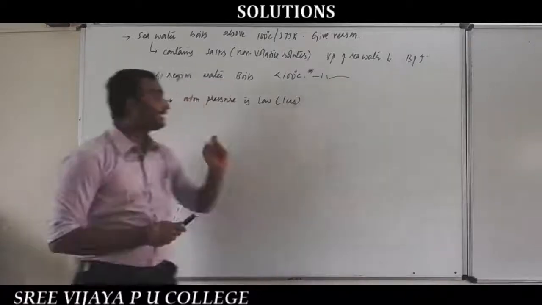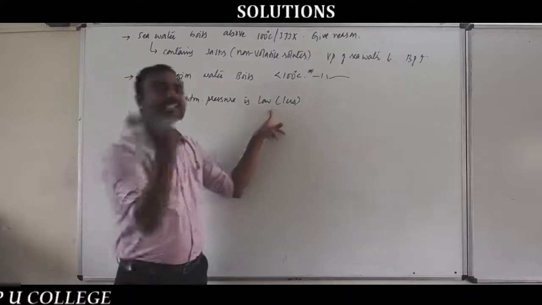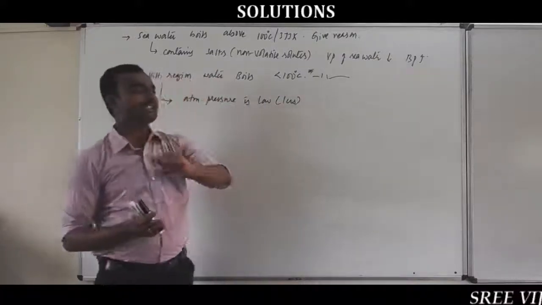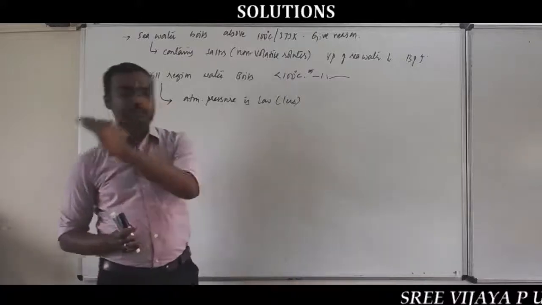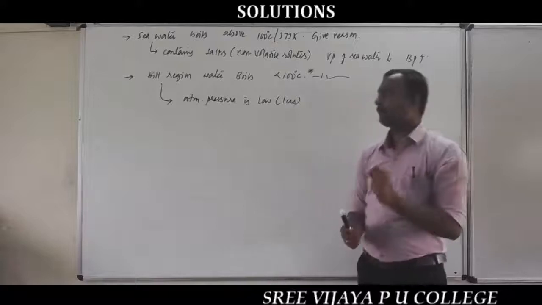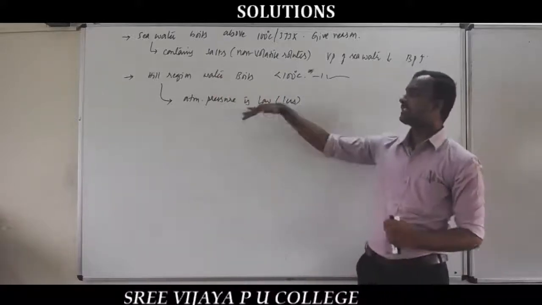Because in the hill region the atmospheric pressure is low, the vapor pressure easily becomes equal to atmospheric pressure at a low temperature, that is, below 100 degrees Celsius. Therefore, in the hill region the water boils below 100 degrees Celsius. These are the applied questions.